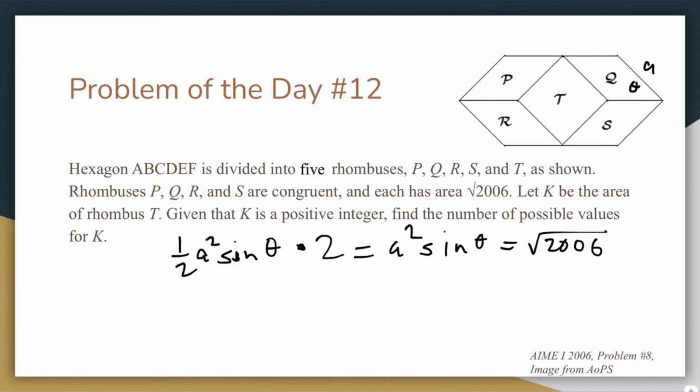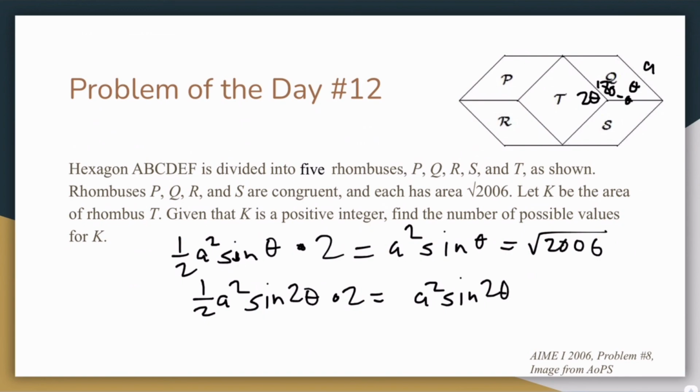Now the area of T we can find with some more angles. We know that this angle is 180 minus theta, so this angle is just 2 theta. Therefore, we know that the area of T is half a squared sine 2 theta times 2, which equals a squared sine 2 theta, which equals 2a squared sine theta cos theta. But a squared sine theta is just square root of 2006. So this is 2 root 2006 cos theta.